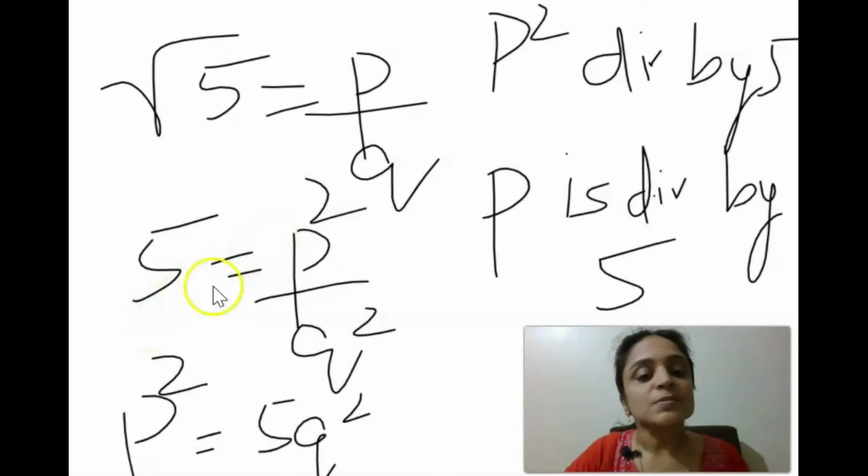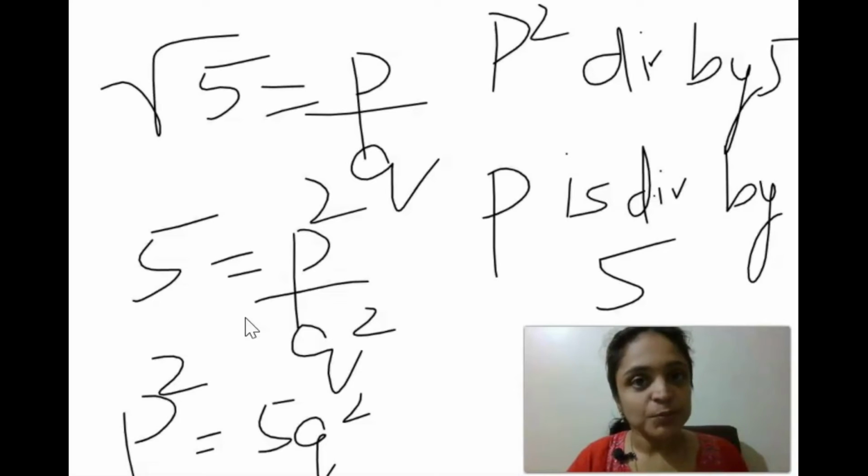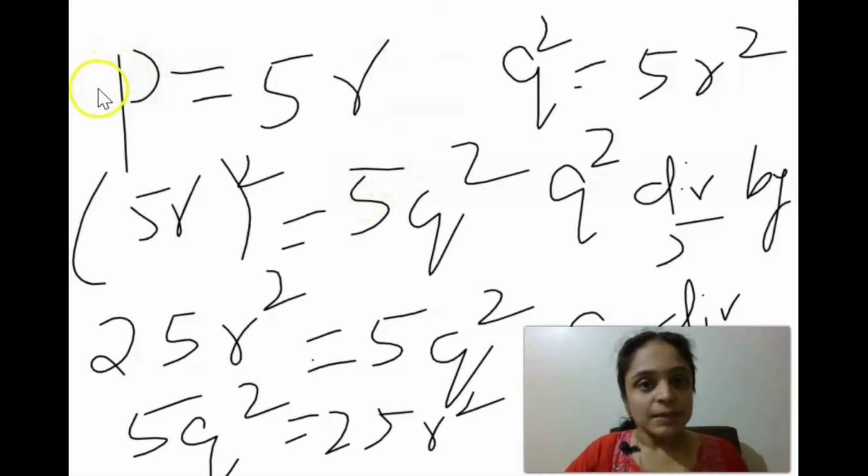That is, cross multiplying, you will get p square equal to 5q square, which means p square is divisible by 5 and that means p is divisible by 5. Now you have to prove q square is divisible by 5, which means q is divisible by 5. We'll see how we'll do that. Now p is divisible by 5 means p can be expressed as 5 into some number r.